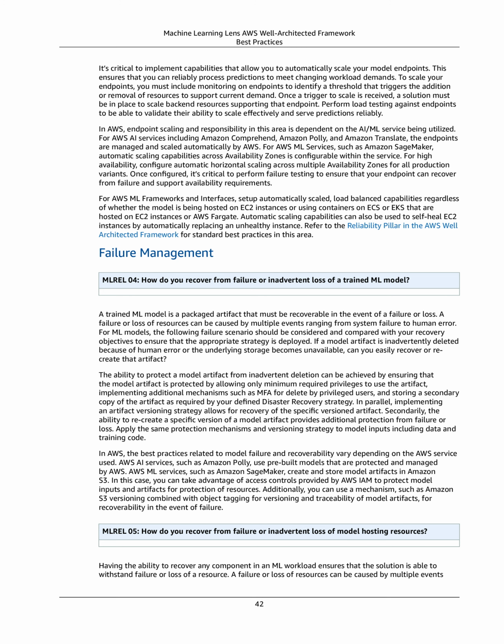AWS AI services, such as Amazon Polly, use pre-built models that are protected and managed by AWS. AWS ML services, such as Amazon SageMaker, create and store model artifacts in Amazon S3. In this case, you can take advantage of access controls provided by AWS IAM to protect model inputs and artifacts for protection of resources. Additionally, you can use a mechanism, such as Amazon S3 versioning combined with object tagging for versioning and traceability of model artifacts, for recoverability in the event of failure.